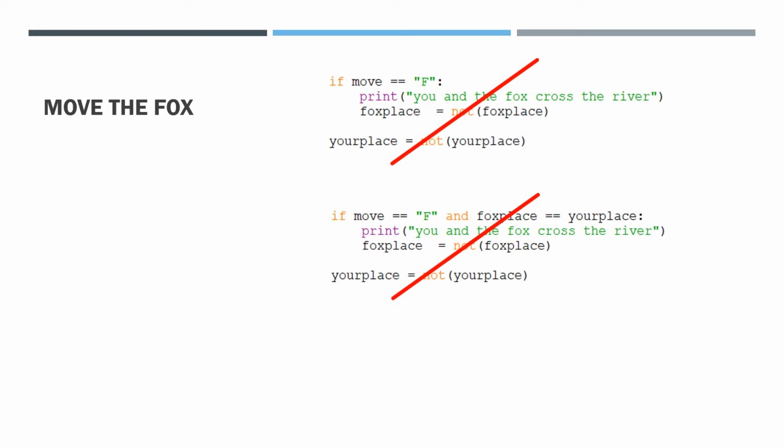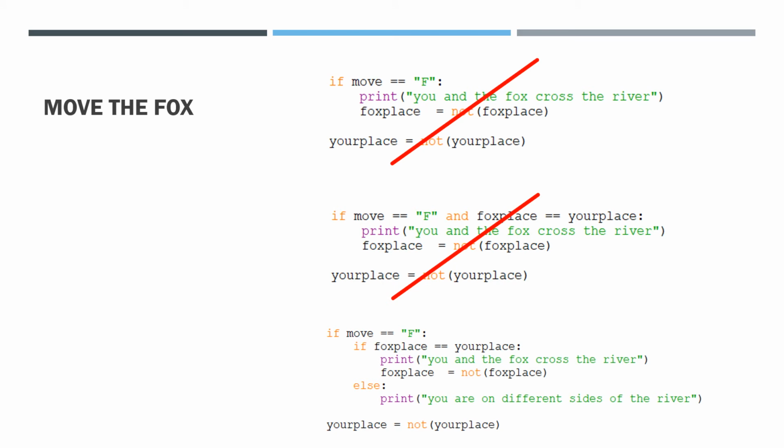I'm actually going to improve that even a little bit further. I'm going to add an else so that the user gets a message to tell them why they can't move the fox. So I've used a nested if structure. If you enter F to move the fox, if the fox and you are in the same place, then you both cross the river and the fox place changes. Otherwise, an error message will appear: You've entered F, but you are on the different sides of the river, so you can't move the fox. So I'm happy with that code now.